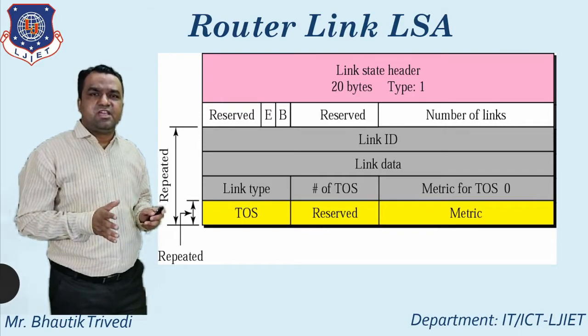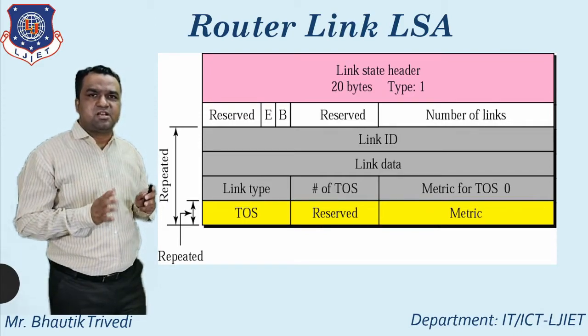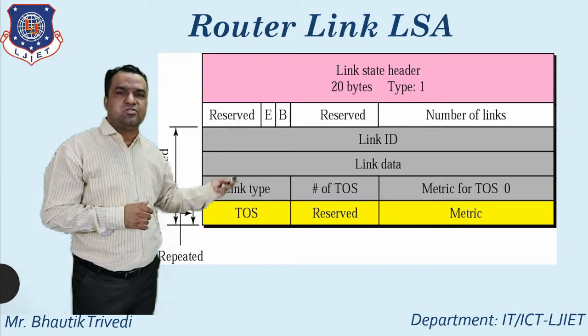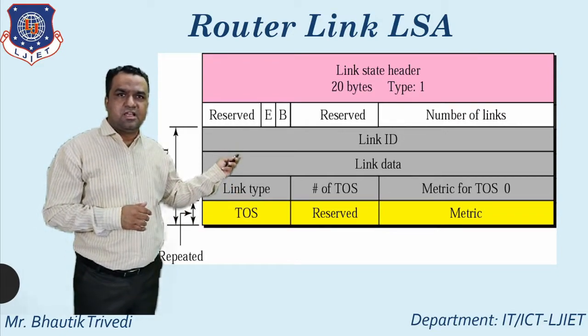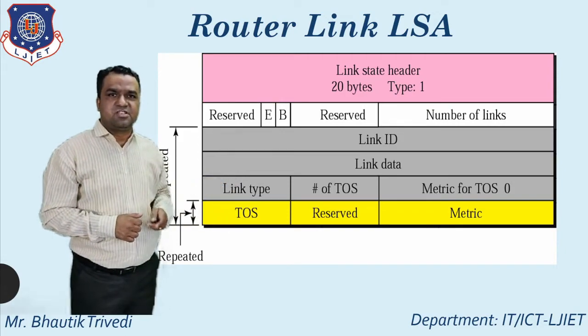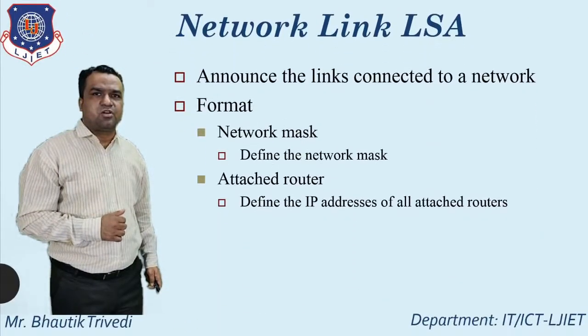Each and every link state advertisement has a different diagram. So whatever components I discussed, here you just see in a particular diagram. Link ID is there, link data is there, link type is there, type of services is there, each and everything that is part of that.